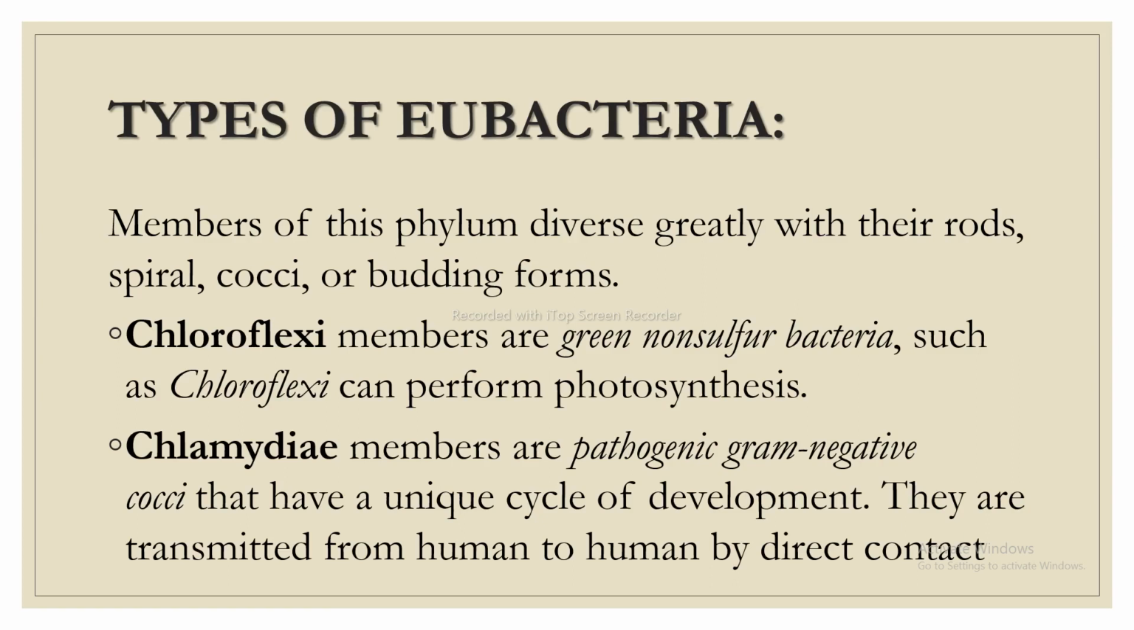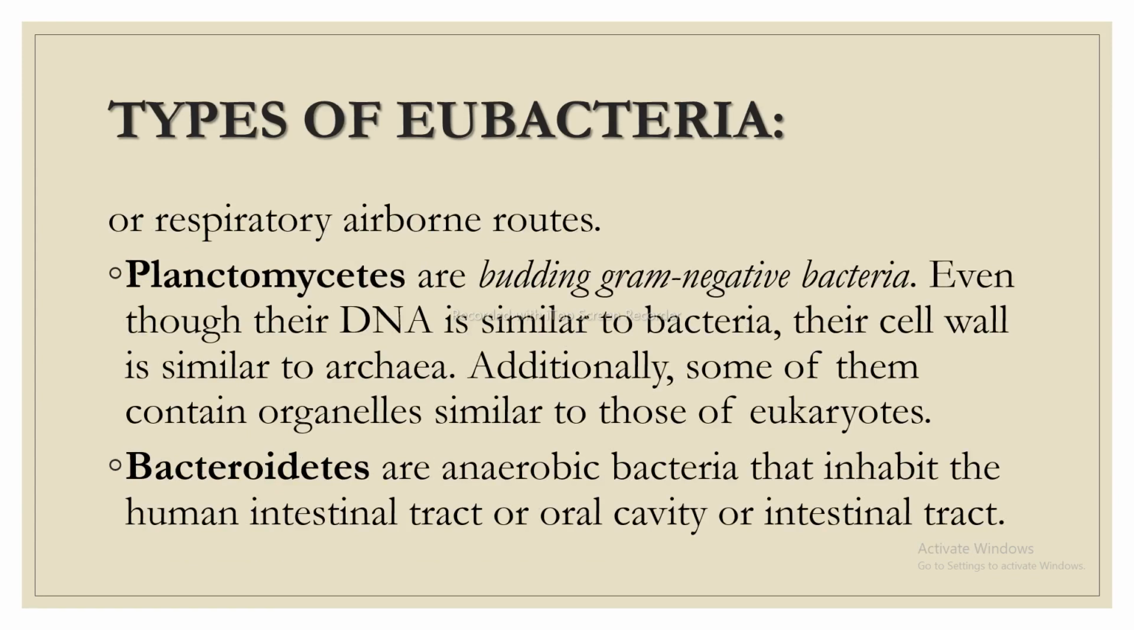And next is the Chlamydiae. Chlamydiae members are pathogenic gram-negative cocci that have a unique cycle of development. They are transmitted from human to human by direct contact or respiratory airborne routes. So next is the Planctomycetes, which are budding gram-negative bacteria. Even though their DNA is similar to bacteria, their cell wall is similar to Archaea. Additionally, some of them contain organelles similar to those of eukaryotes.